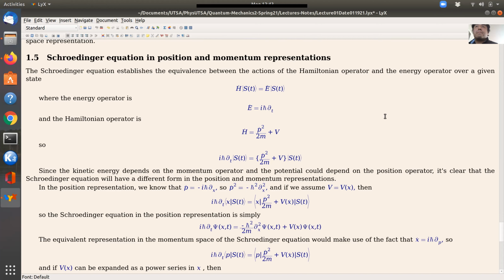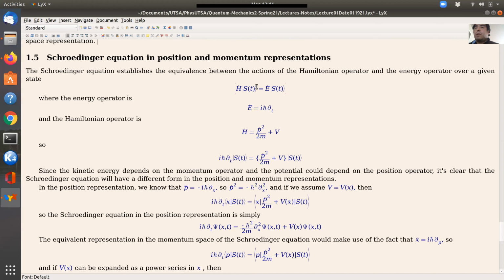So the last part to analyze is how the Schrodinger equation looks in the position and momentum representations. The Schrodinger equation establishes the equivalence between the actions of the Hamiltonian operator and the energy operator. That is the crucial thing, right? So the Hamiltonian is the same as the energy operator.